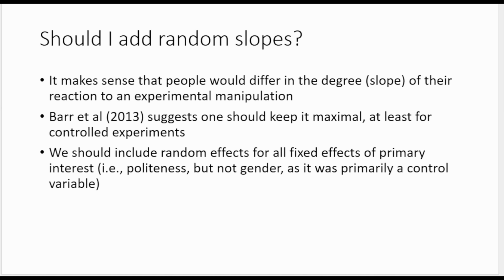So include all of these random slopes based on your experimental manipulations. And we should include random effects for all fixed effects of primary interest, such as politeness, but not gender, as it was a control variable. So we only want to control for the variance that gender would have on the attitude, not gender as a fixed effect, because it's not really of interest, right? So should you add random slopes? That is up to you and the context in which you derived your data.